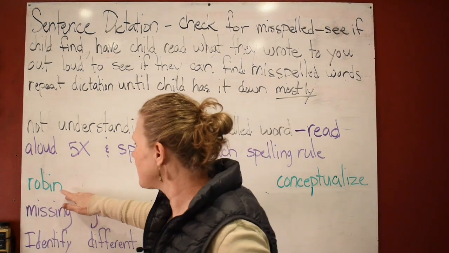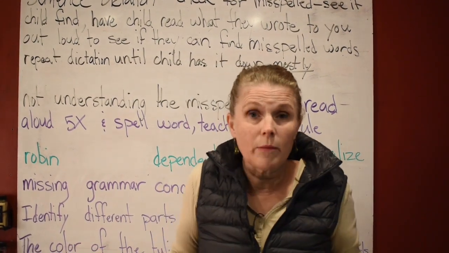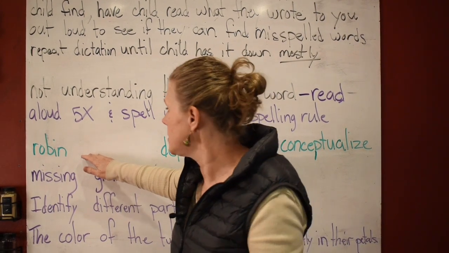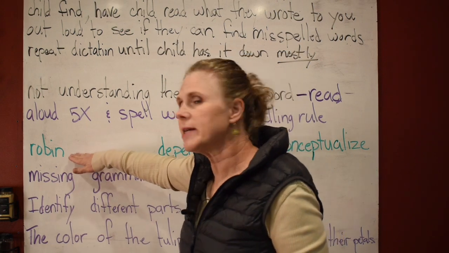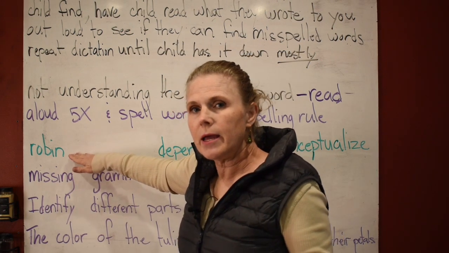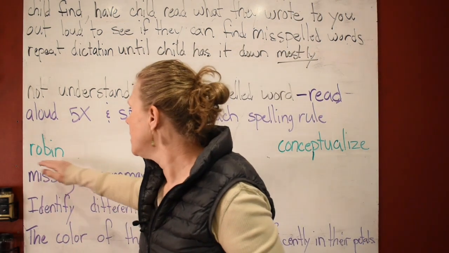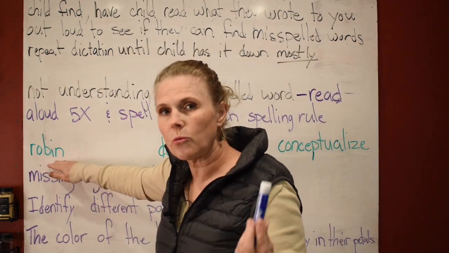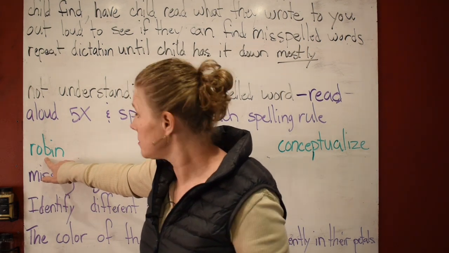So let's look at this word, robin. Let's say they don't know what robin is. Okay, so we talk about what a robin is, and then do we know how to decode that word? Now, this word is tricky because is it a double letter? Is it a double B? Is it not a double B? You're going to have a lot of words that will be doubled in the middle like this, and are they going to be or are they not?